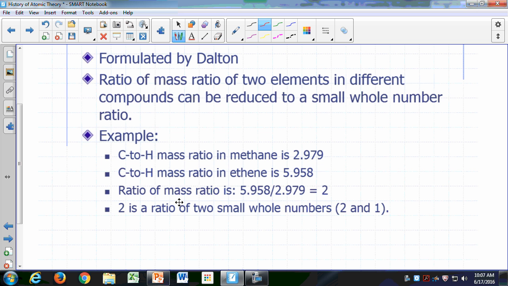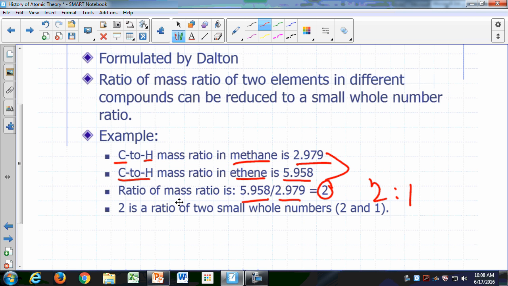So let's just say you have two compounds, methane and ethene. Methane is a compound that's made up of only carbon and hydrogen. If you find the carbon to hydrogen mass ratio in methane, you'll get 2.979. If you do that for ethene, which is also made up of carbon and hydrogen, the carbon to hydrogen ratio is 5.958. If you take the ratio of these two ratios, 5.958 over 2.979, you get a number that's equal to 2.